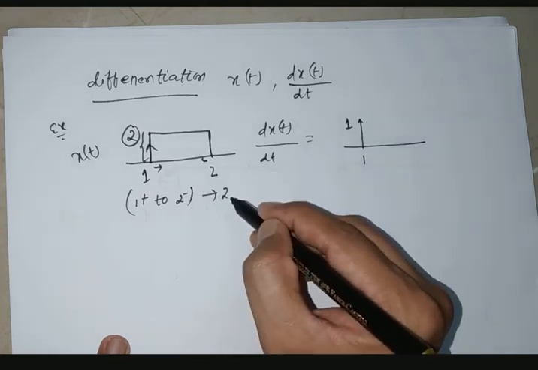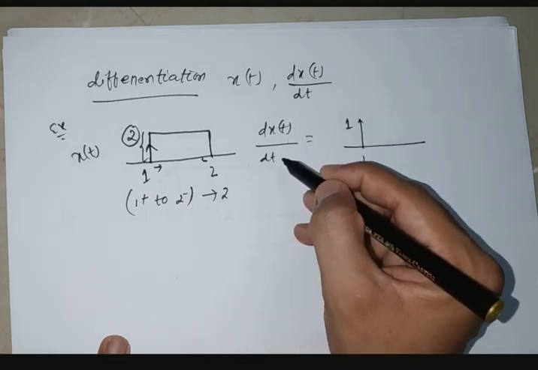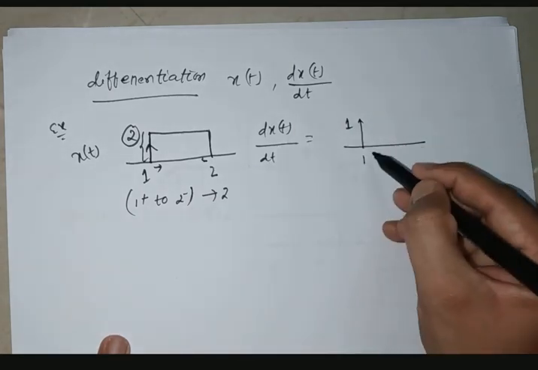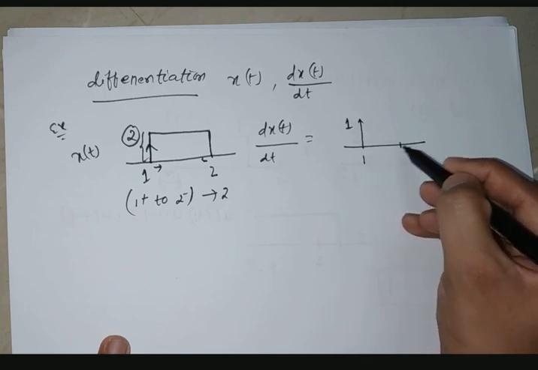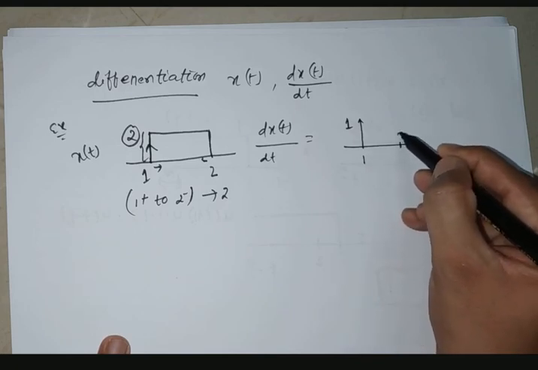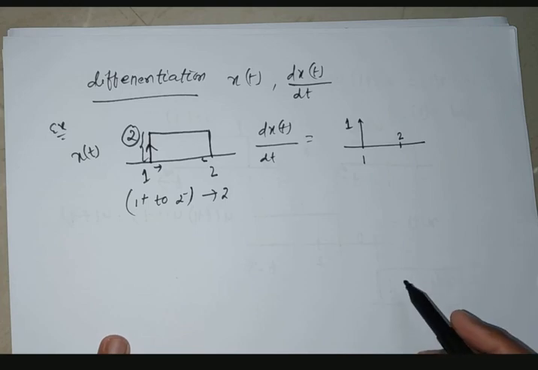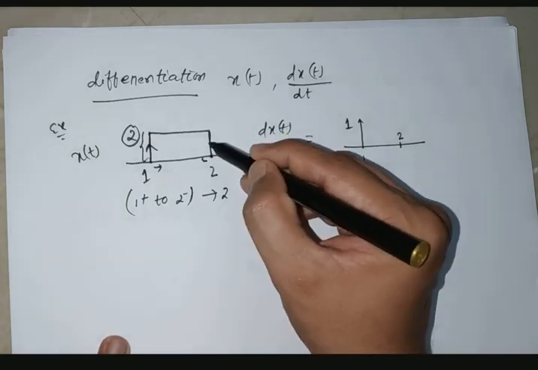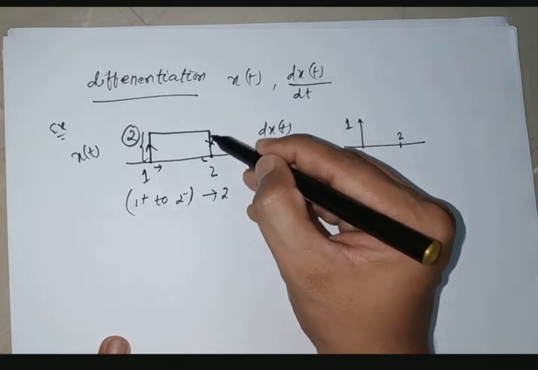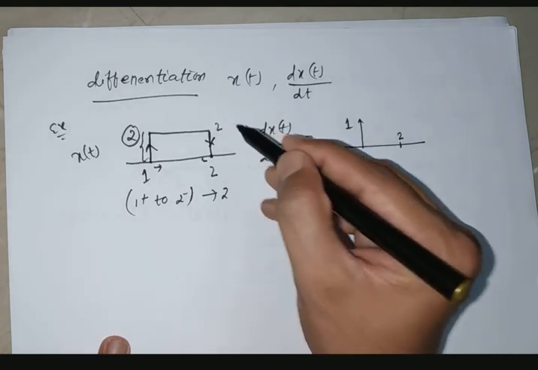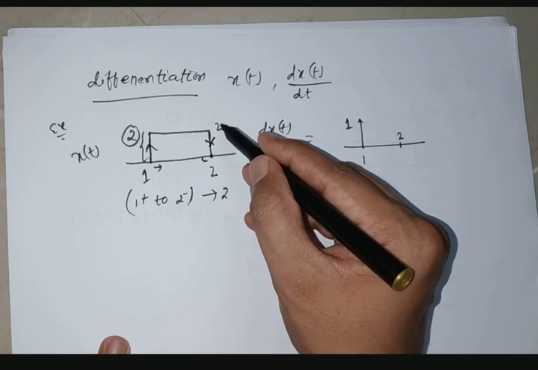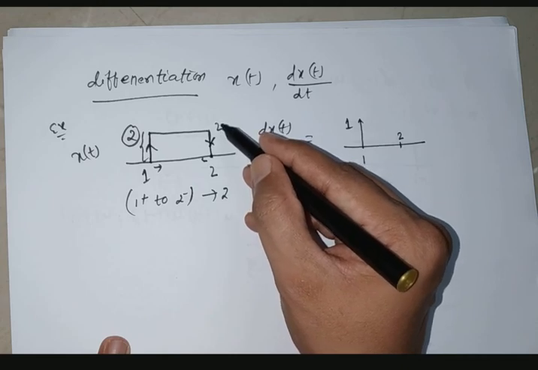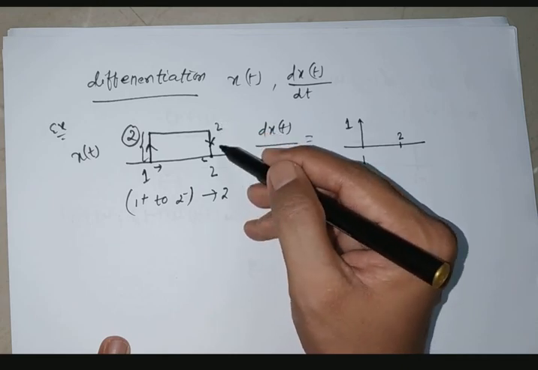Now the value of x of t is 2. Now differentiation of a constant is 0. That's why from 1 plus up to 2 minus the value is 0. Now exactly at point 2, if you see again the signal is moving downward, what is the difference? Difference is 2.